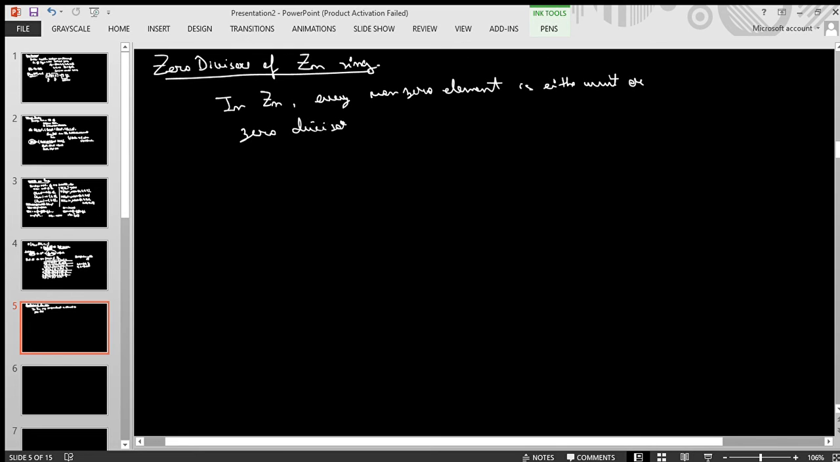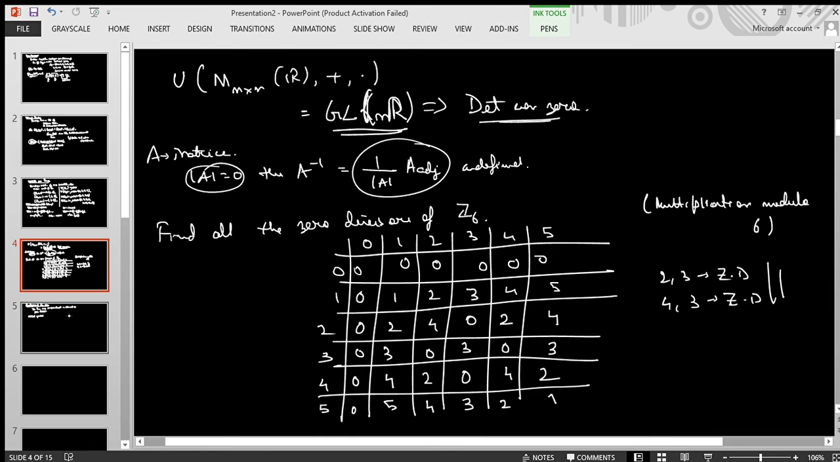Okay. Now how to find units? Units of Zn is mu of n, right? So first find the units of Zn and then find what are the rest of the elements left. Those will be zero divisors. I mean, we can verify this from here itself.